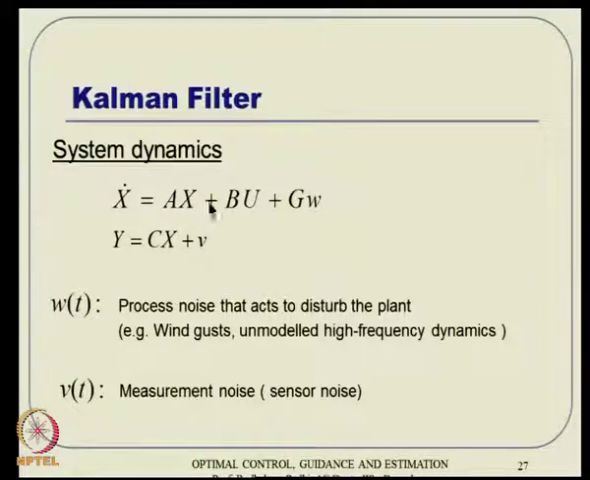You have x dot equal to Ax plus Bu plus Gw, where w is something like a process noise, which is white. For example, wind gust, unmodeled high frequency dynamics and things like that. And you have this measurement y, which is nothing but Cx plus v, and this v is a measurement noise. You have process noise and you have measurement noise.